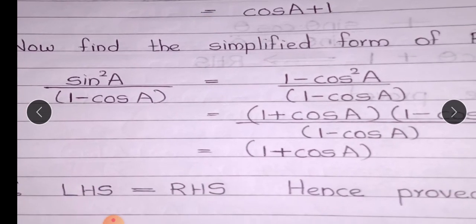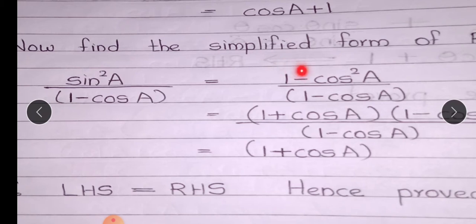What is RHS? Sine square A by 1 minus cos A. Now in terms of cos square A, we will write sine square A. What is sine square A in terms of cos square A? You can see it is 1 minus cos square A. So this sine square A I have written in the terms of 1 minus cos square A. So 1 minus cos square A by 1 minus cos A.